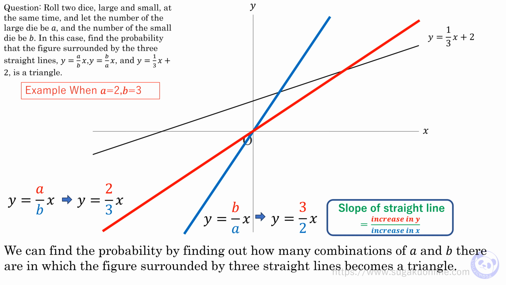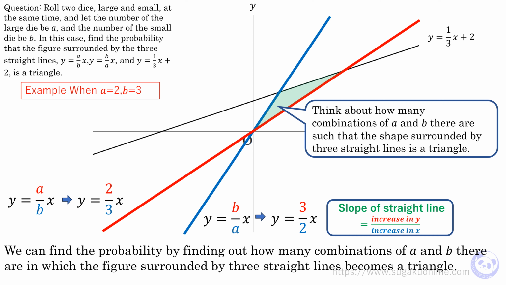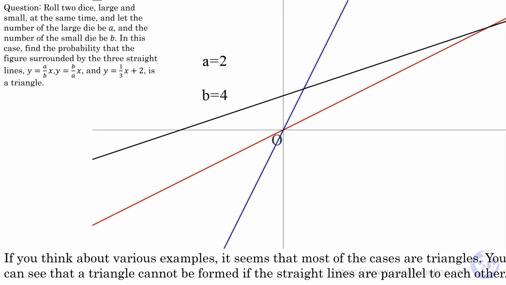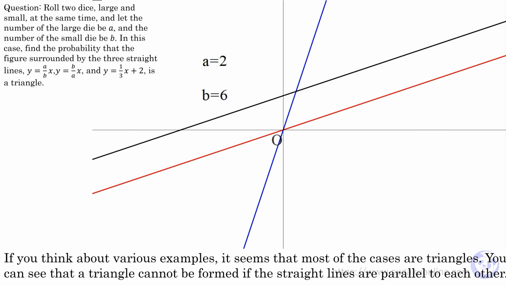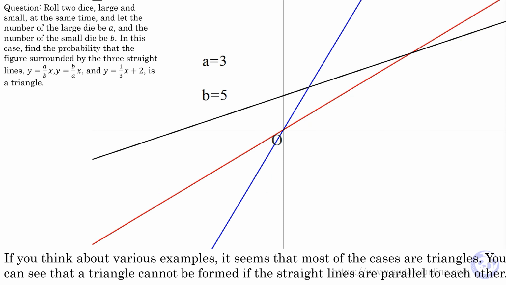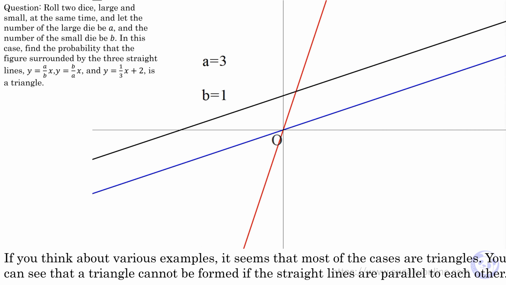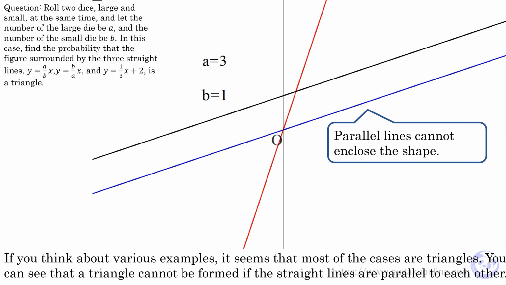We can find the probability by finding out how many combinations of A and B there are in which the figure surrounded by three straight lines becomes a triangle. If you think about various examples, it seems that most of the cases are triangles. You can see that a triangle cannot be formed if the straight lines are parallel to each other.